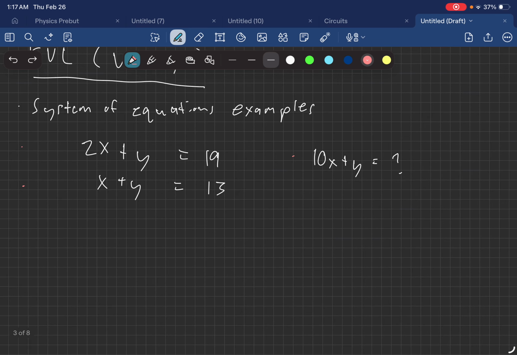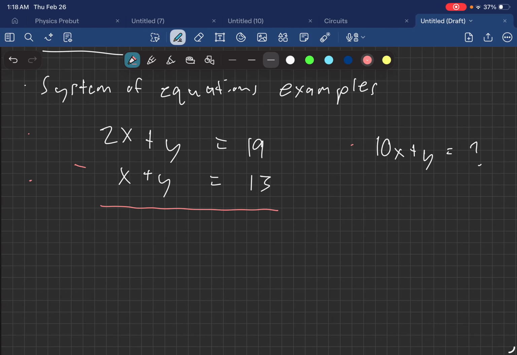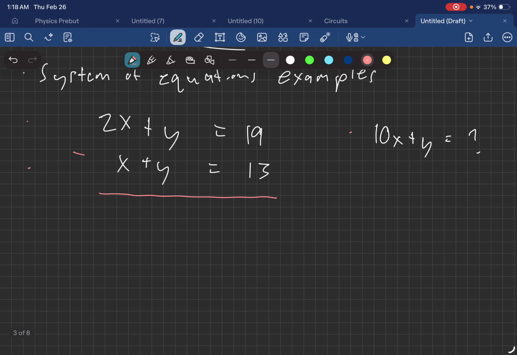Well, all you need to do is subtract this equation. Get the difference of this equation and this equation. What do you mean? Just 2x plus y minus x plus y equals 13. So 2x minus x is equal to x. y minus y is 0. And then 19 minus 13 is equal to 6.